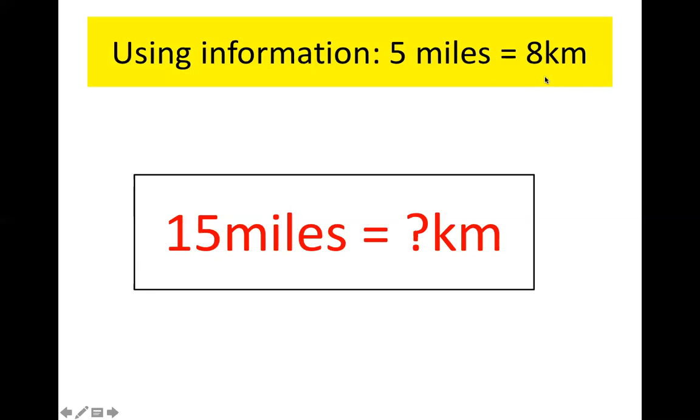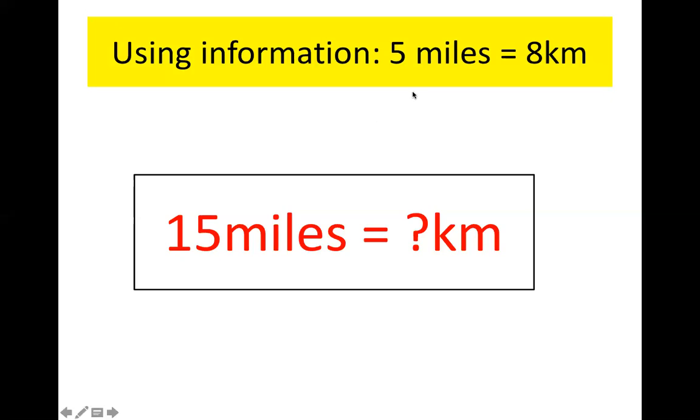15 miles. 24. Why 24? I times by 3. Because 5 to 15 is times 3. So I also times 3 for 8. Okay, so it's like 1 apple is 5 ringgit. 5 apples is 25 ringgit. So in this case, 5 apples is 8 ringgit. So 10 apples will be 16 ringgit. 15 apples will be 24 ringgit.